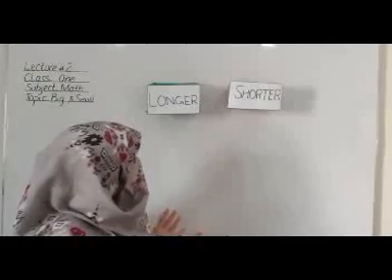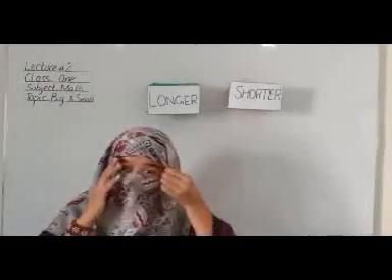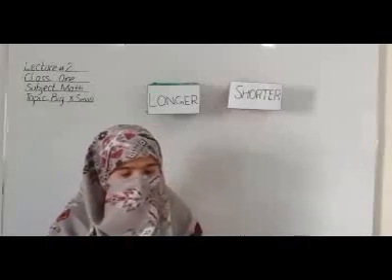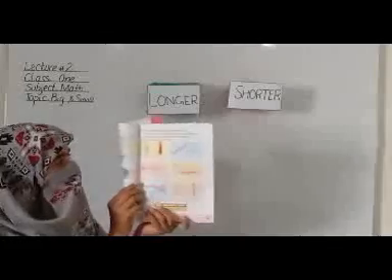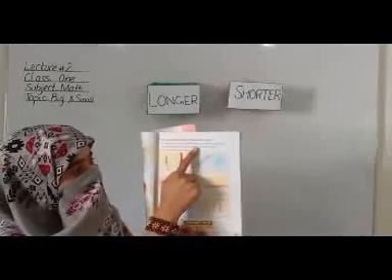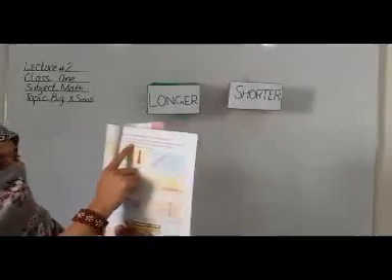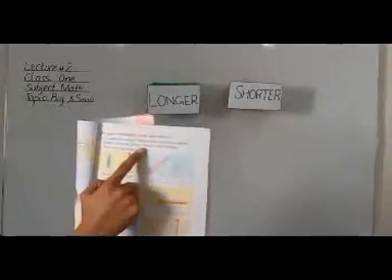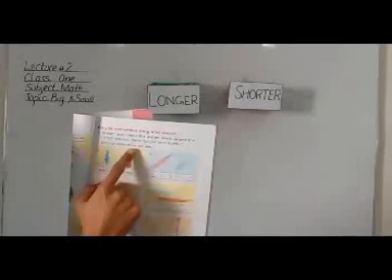Now we start the longer and shorter. What is longer and shorter? Do you remember the longer and shorter? No. Look at the book, page number 13. In each pair, color the shorter one blue and the longer one red. Write longer and shorter. One has been done for you.